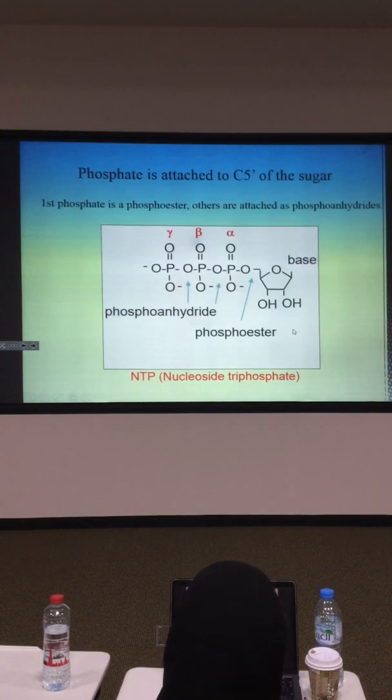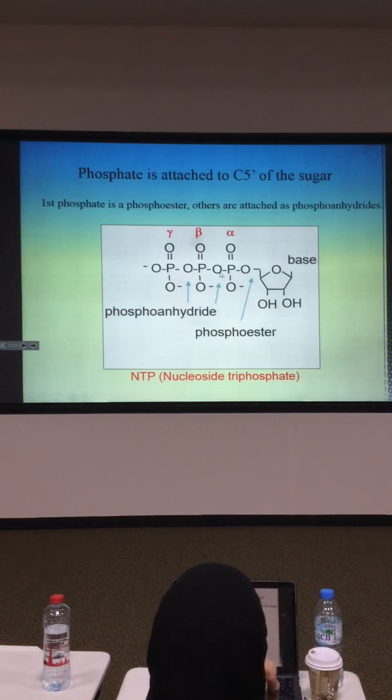Now, there could be more than 1 phosphate group. For example, here we are showing a nucleoside triphosphate. This is the nucleotide, and we can name it nucleoside triphosphate. In that case, there are 3 phosphate groups, alpha, beta, and gamma. The first phosphate, which is attached to the 5 prime carbon of the ribose sugar, is known as a phosphoester.